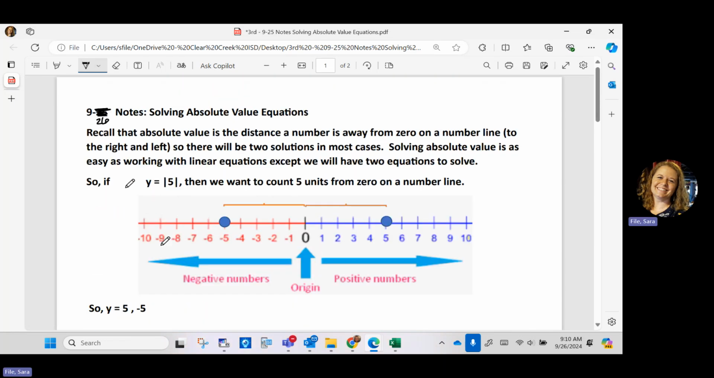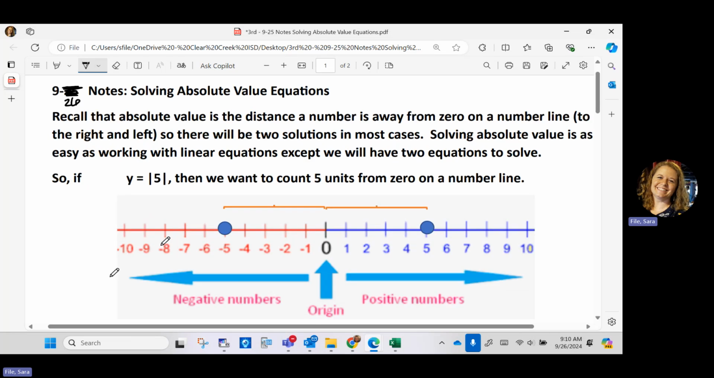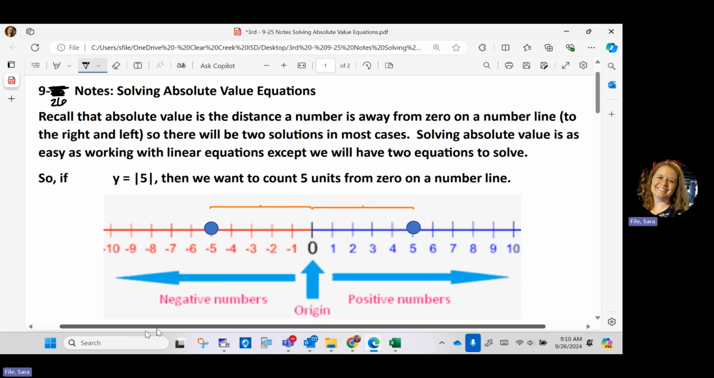Okay, so we need to recall that absolute value is the distance a number is away from 0 on a number line. So it does not matter if we go to the left into our negative values or we go to the right into the positive values. The distance remains the same. Solving absolute value is as easy as working with a linear equation, except you're going to have to split it into 2 because we could have gone to the right, we could have gone to the left, we don't know because we're talking distance.